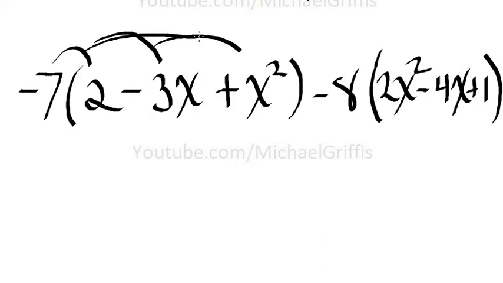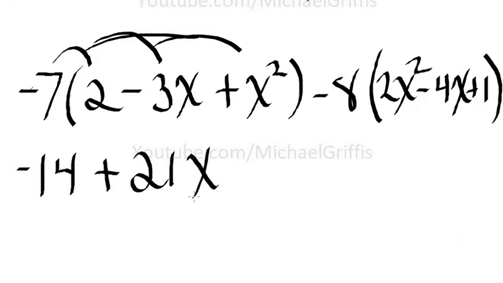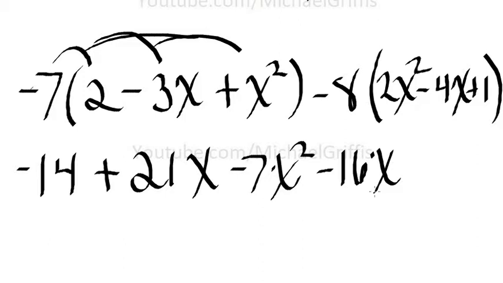So we have minus 7 times 2 is negative 14. The negative 7 times the negative 3x is going to be a plus 21x. And then the negative 7 times the x squared is minus 7x squared. All right, let's take a look. We've got minus 8 times 2x squared. That's negative 16x squared.